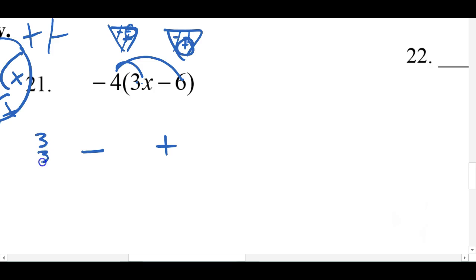Okay, so we'll count on 4 threes. 3 plus 3 is 6, plus 3 is 9, plus 3 is 12. So the first number is 12. But don't forget, there's an x, so put down the x.